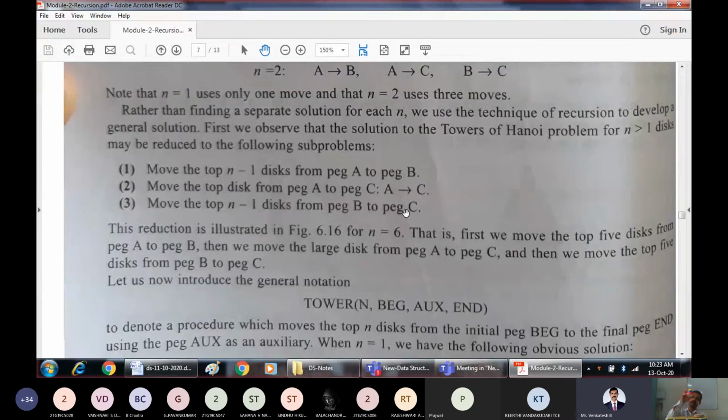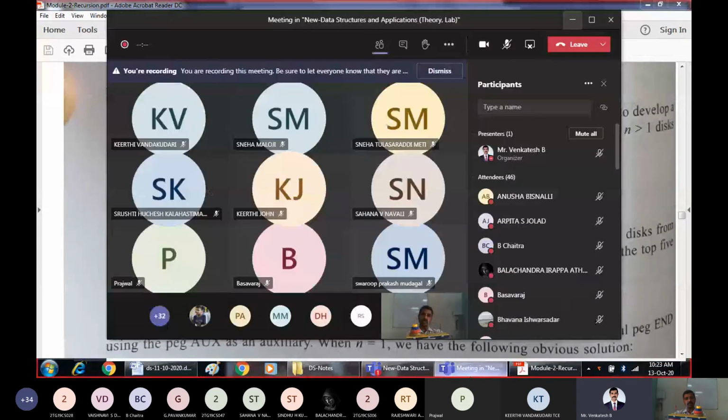N minus 1 disks from B and then move them to C. So this is the simple recursive approach that you have to follow to move the disks from A to C when the number of disks will increase.